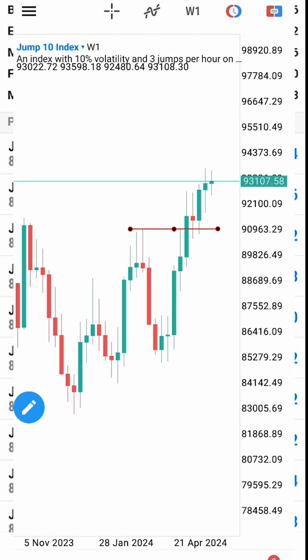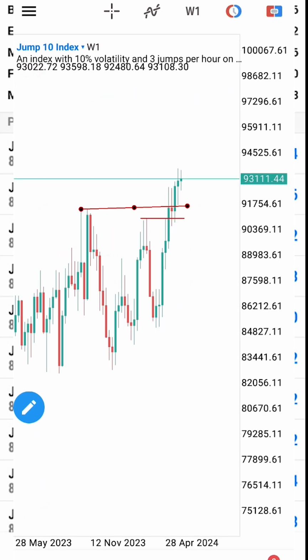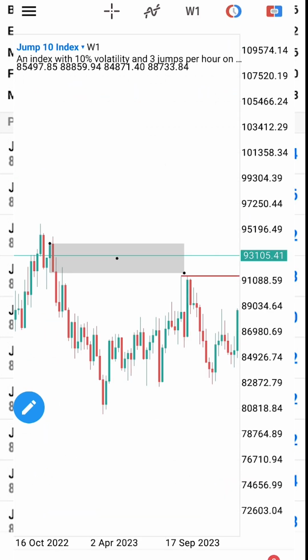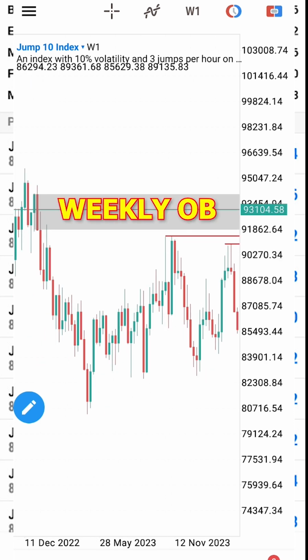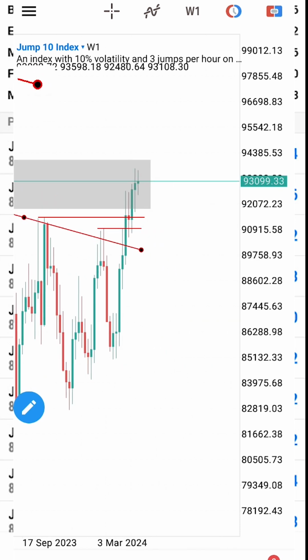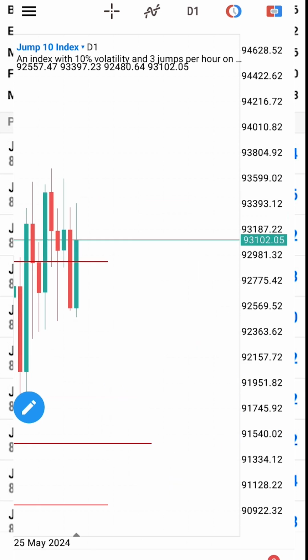On the weekly, we can see that price made a break of structure above that high, and there's also another high that had formed on your left, which it made another break of structure above as well. And if we look on our left again, we can see price was headed for the weekly order block above the two highs that it broke. So we can also see that it hit the body of the weekly order block.